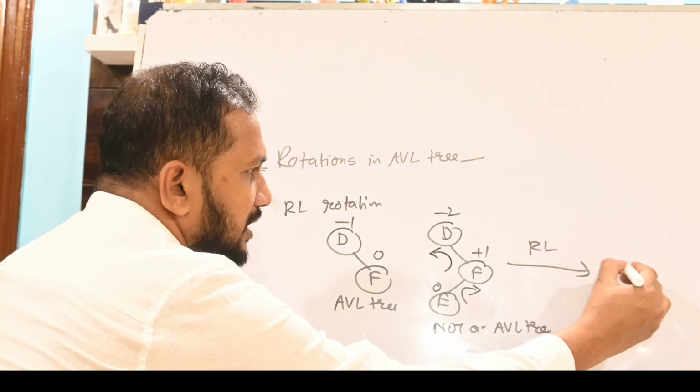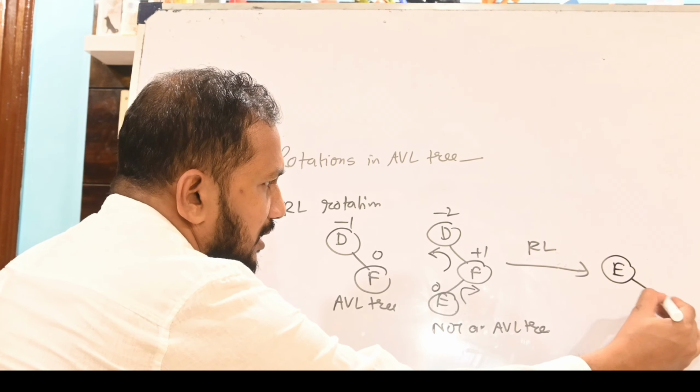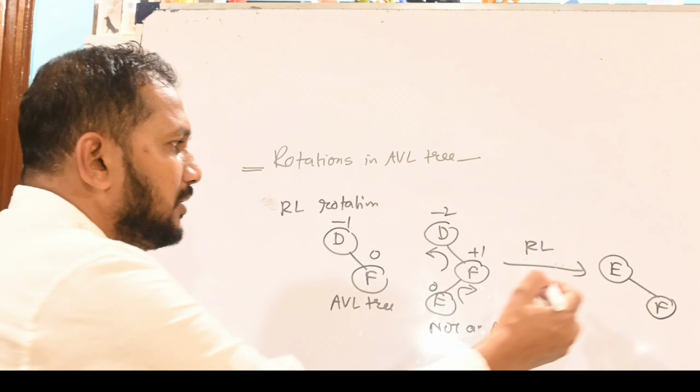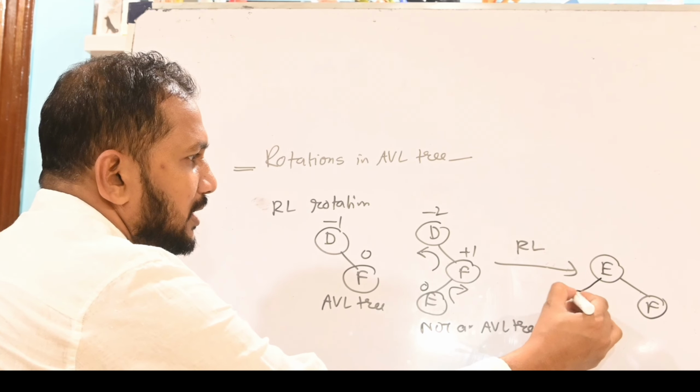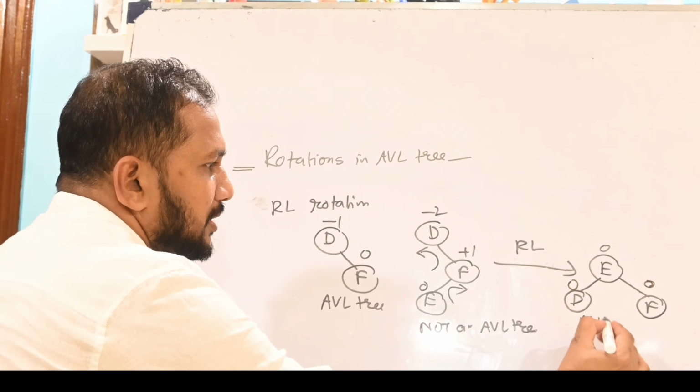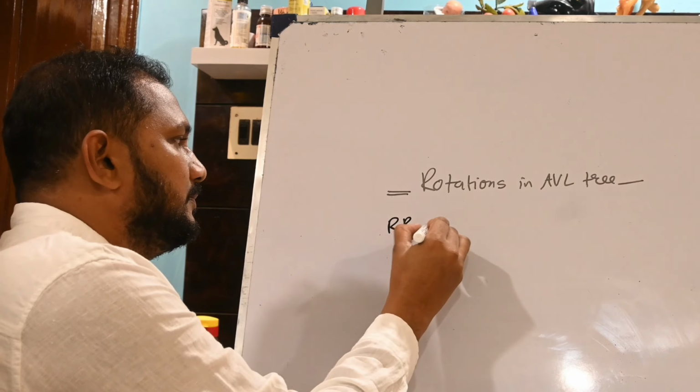In clockwise, E is the root, and F moves to the right side of E. Now D moves to the left-hand side of E. Now this is 0, 1 minus 1 is 0, 0, 0. This is an AVL tree. This one is the RL rotation.